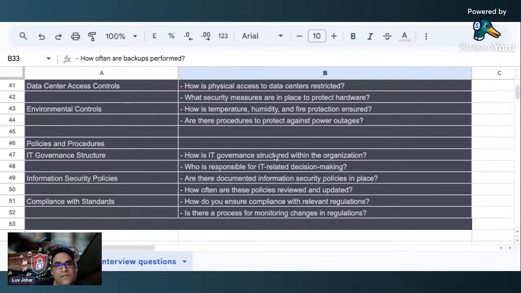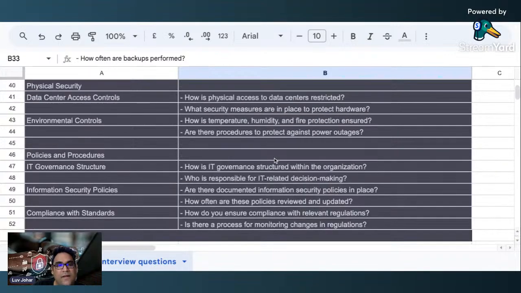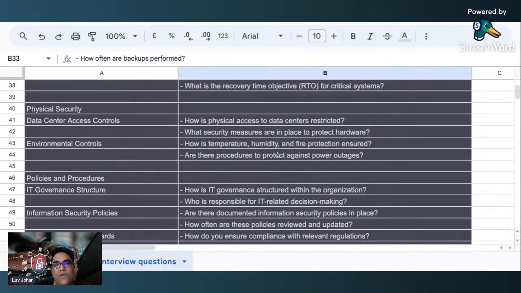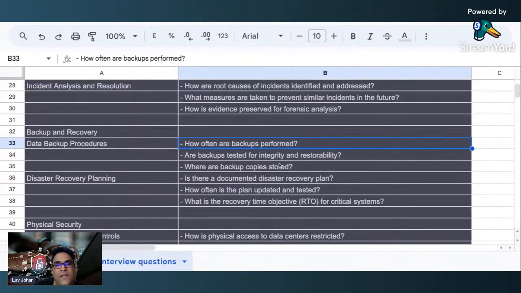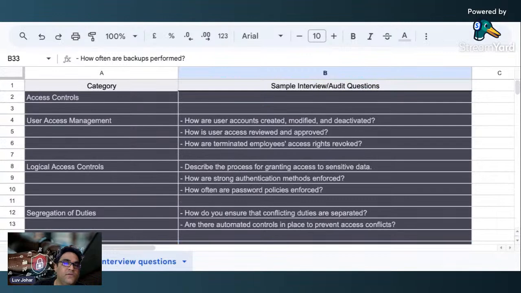Similarly, you have policies and procedures, where you check for IT governance structure, information security policies, and compliance with the standards. I hope this set of questions serves you well, especially the beginners who want to understand more about ITGC and how it works. I think these questions will give you a head start in the process. This is not a comprehensive set of audit questions or interview questions, but it is, of course, a starting point for you. More questions will depend upon the ITGC scope of the audit, as well as a number of different parameters.